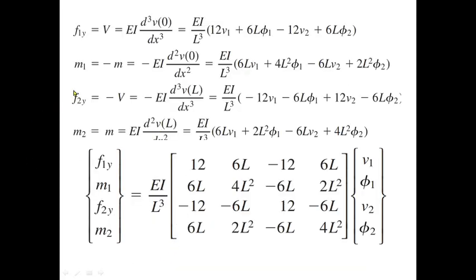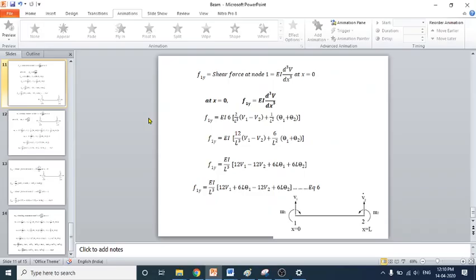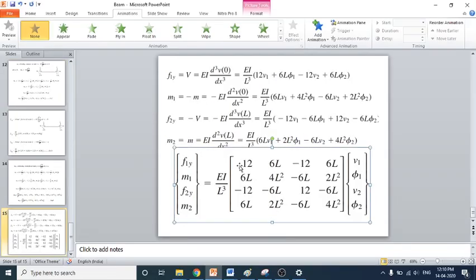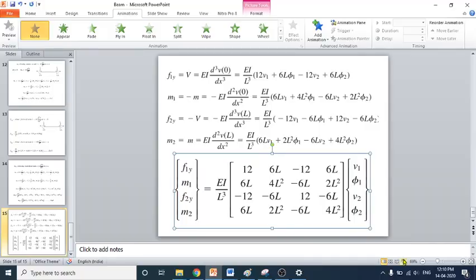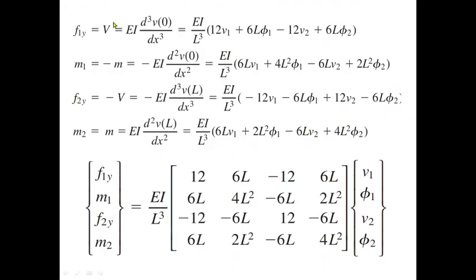And finally, writing all the equations, just a minute, I will change. Okay, so write down all the equations F1y, M1, F2y, M2. Okay, so we know the sign convention for shear force and moment: these two are positive, these two are negative based on the directions.